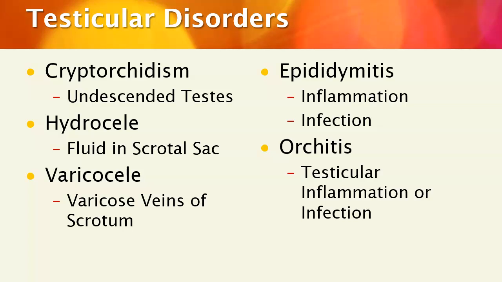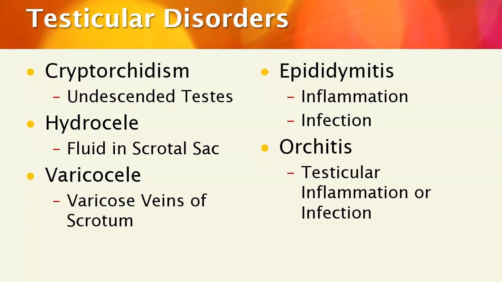All right, the last lecture I'm going to do from this chapter is on the testicular disorders. So for testicular disorders, there's a lot of different definitions that are utilized. So I'm just going to quickly go through these. We have something called cryptorchidism, which is where you have an undescended testes.